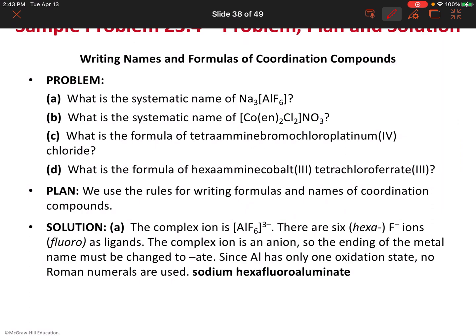Okay, and then the next one. What is the systematic name for this one? Let's see what we have first. We have a square bracket and nitrate. We always have the cation first and then the anion. So we have square brackets to begin with, meaning we have a complex cation and a simple anion. The simple anion is nitrate. Now, Co is cobalt. En stands for ethylenediamine. And then there are 2 chlorines, so we have chloro.